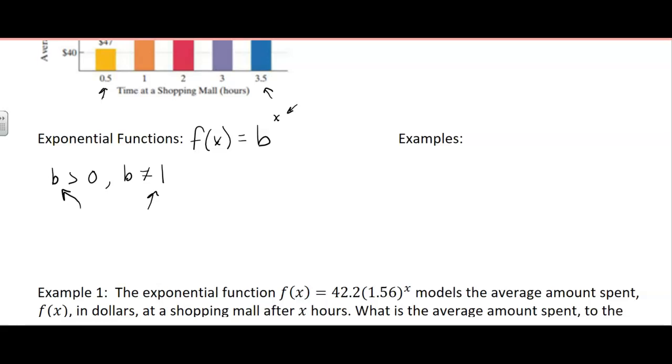And if b is just 1, well, what's 1 to any exponent? It's just going to be 1, so you're not going to have any change. It's just going to be constant on the output. With a negative base, it's the output that's oscillating. It would go positive, negative, depending on your value for x, like if you were just using integers. So those two restrictions apply. x, by the way, is a real number.